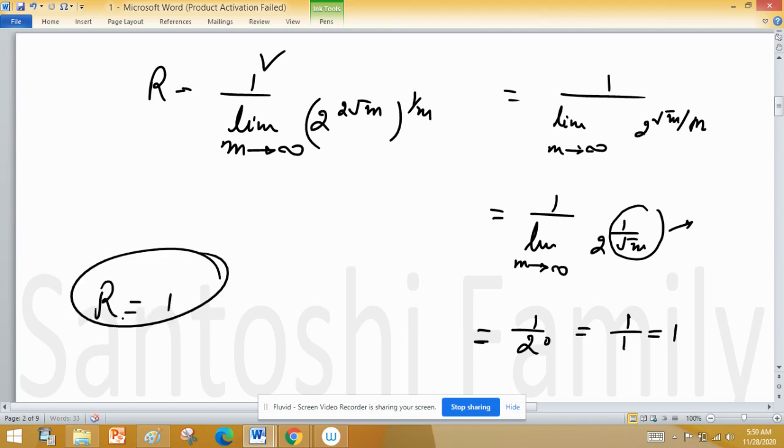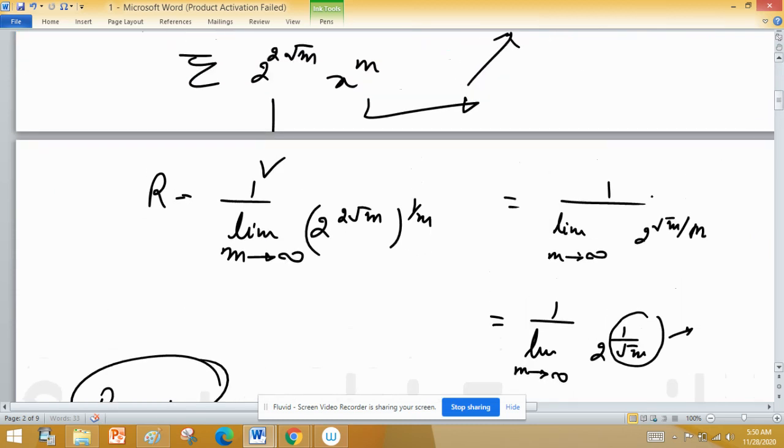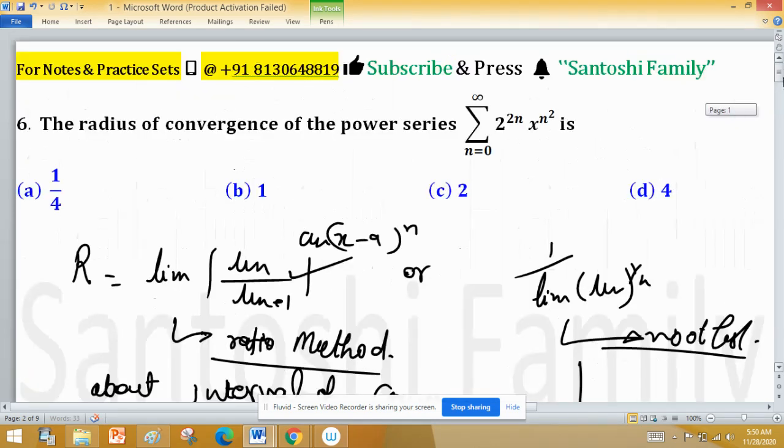This means this series converges only when the modulus of x is less than 1. Now option B is true here because 1 is in option B.